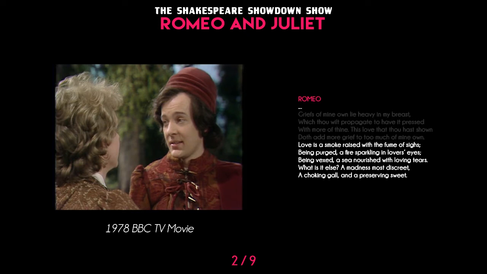There's also one small difference in the text that you'll notice between this version and the '76, and that is that Romeo here says "smoke raised" instead of "smoke made." He says love is a smoke raised with the fume of sighs. The Thames said "made." This version says "raised." The reason for this is because "raised" is what's printed in the 1597 Q1 text, and "made" is what's printed in the 1599 Q2 text.